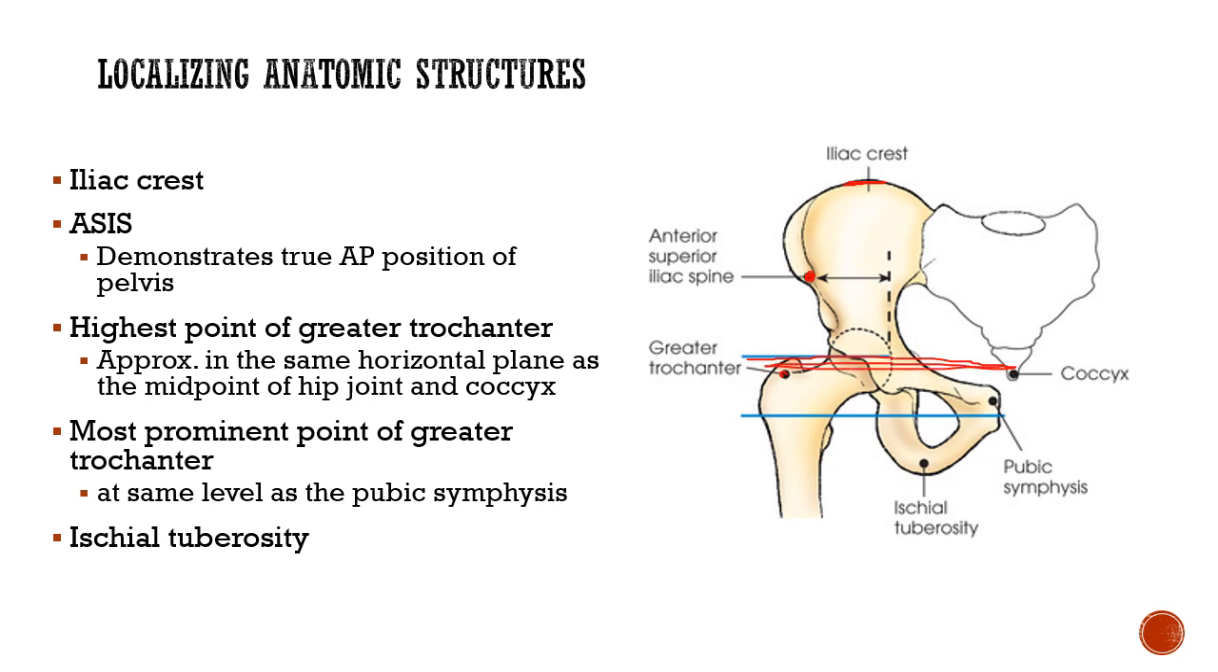And then if you go a little bit lower to the prominent point of the greater trochanter, that's at the level of the pubic symphysis. And we're going to use that as our guideline. And then we have the ischial tuberosity as a localizing anatomic structure as well.